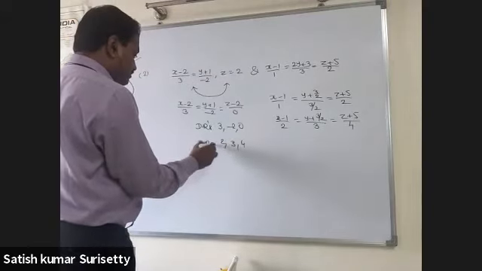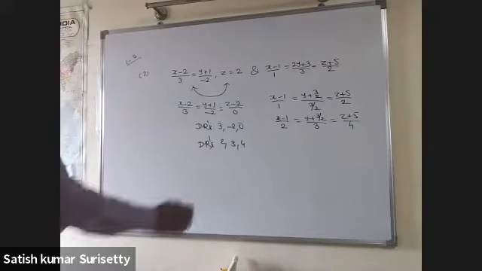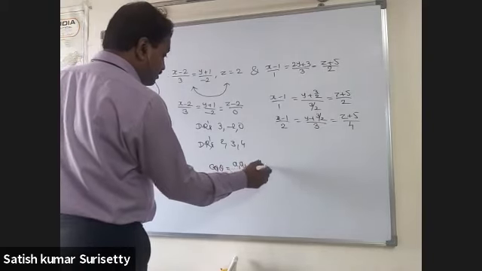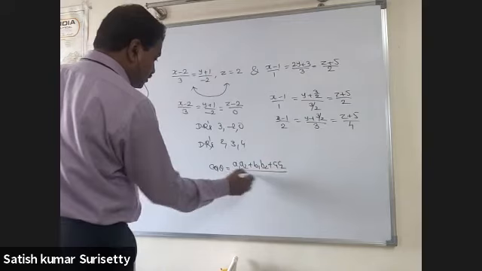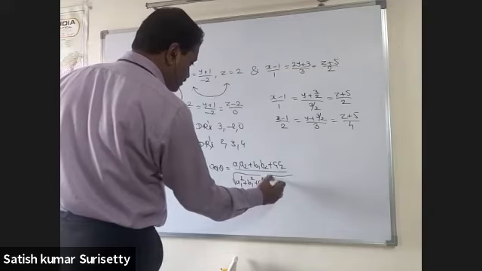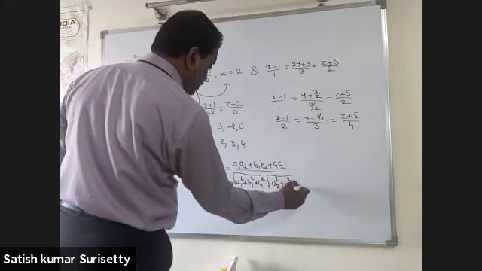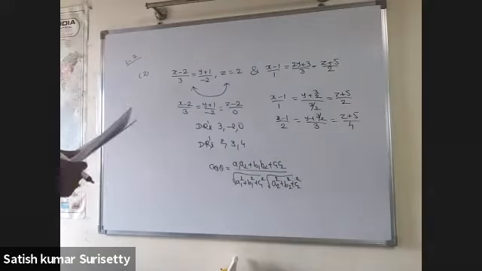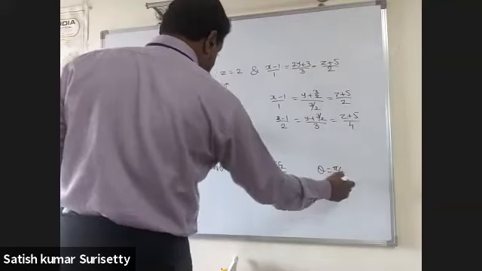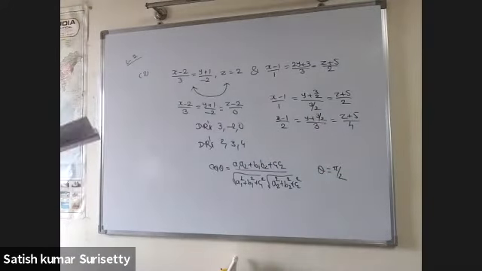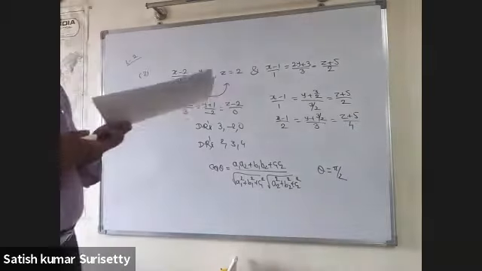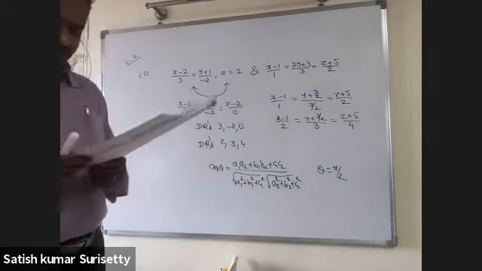Now apply the formula. Write the formula and then apply. So cos theta equal to a1 a2 plus b1 b2 plus c1 c2 upon root of a1 square plus b1 square plus c1 square, root of a2 square plus b2 square plus c2 square. Tell me the answer. Theta is 90 degrees. That is pi by 2. In the same manner, third, find the angle between the lines whose direction ratios are proportional to, so direction ratios are already given. So simplify.